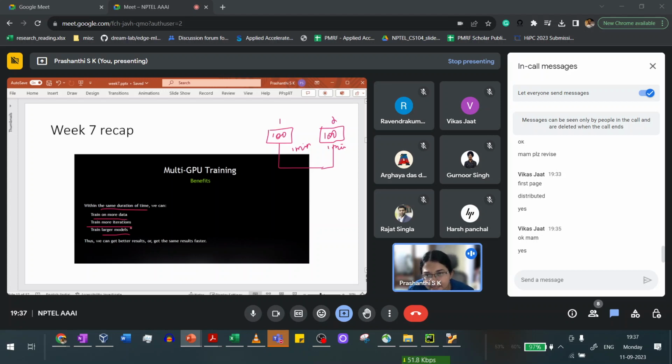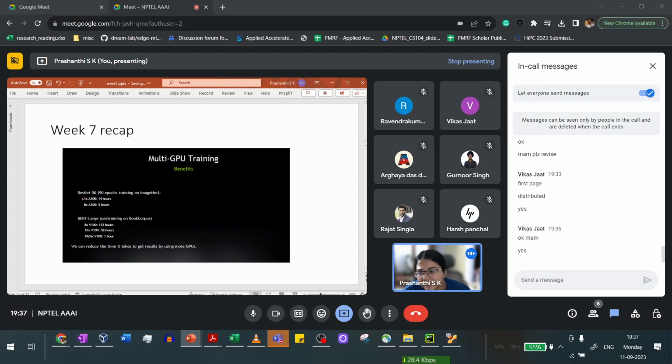Similarly, you can also say I'm able to do more iterations because I finish the data that I have faster, and then I'm able to do more iterations. And if a model doesn't fit in GPU memory and I distribute it across multiple GPUs, I'll be able to accommodate a larger model. So broadly, it can either get you better results or it can help get the same results faster. These are two ways to look at it.